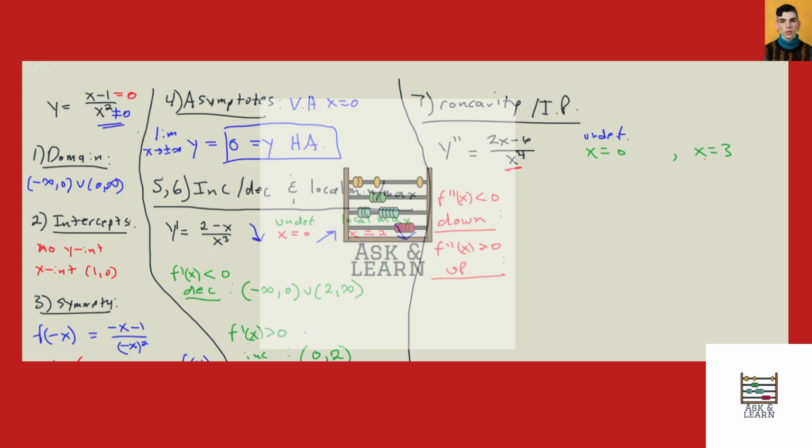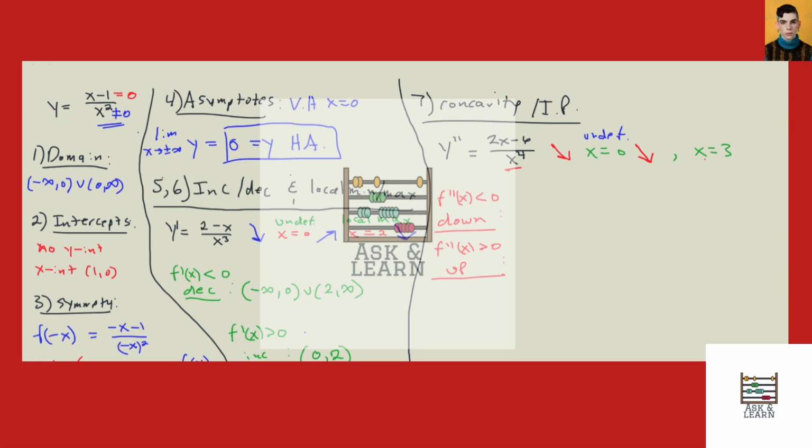So plugging -1 into there, we get 2 times -1, so we get -2 minus 6, -8. So it's going to be negative over here. Now, when we pick a number larger than 0, let's do 1. Plugging in 1, we get 2 times 1, 2 minus 6, which would be -4. So it's still going to be concave down.